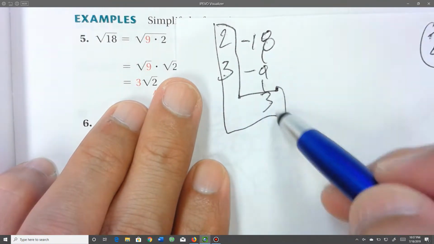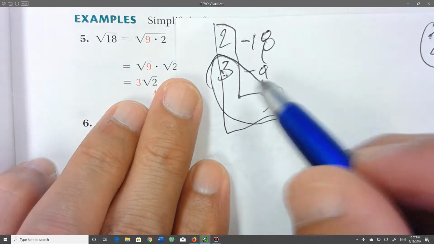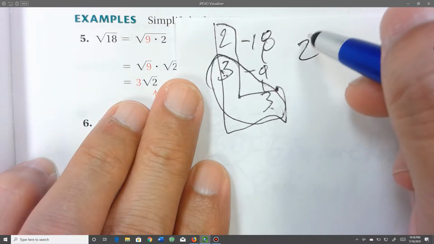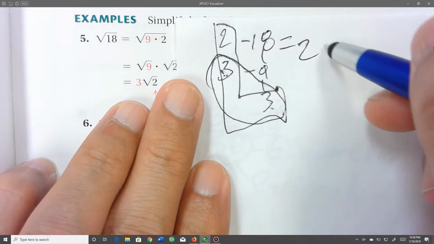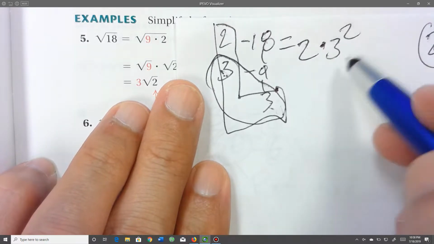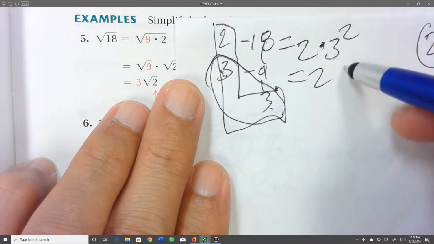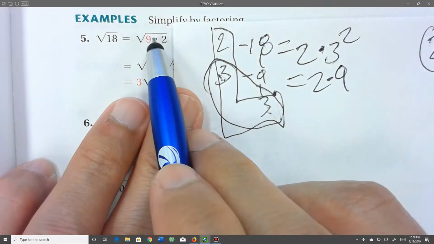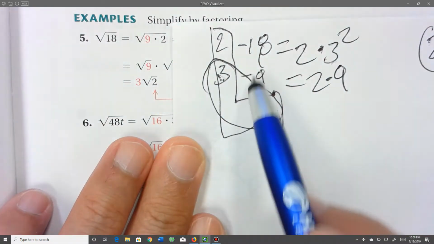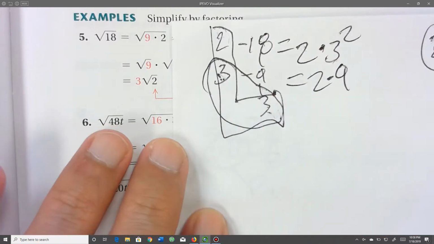Okay, group in 2's, that should be your perfect square. So that's the same thing as 18 having the factors of 2 times 3 squared. So that should be your perfect square, which is the same thing as 2 times 9, in case you didn't know that just by looking at it. Okay, go ahead and factor the whole thing out. It's fine. That's not a problem.